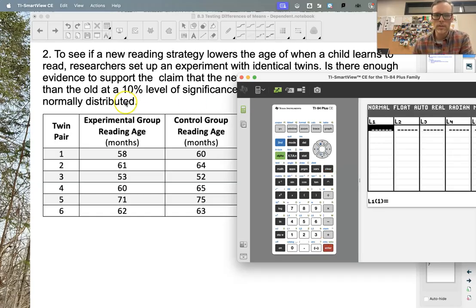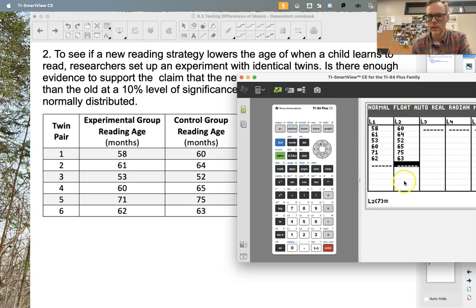Okay, and I'm going to put the experimental group into list 1 and the control group into list 2. I'm going to pause my video right now to do that. If you need to pause this video as well to get caught up, that's fine, but here we go. All right, so you can see again, experimental group in list 1, control group in list 2.